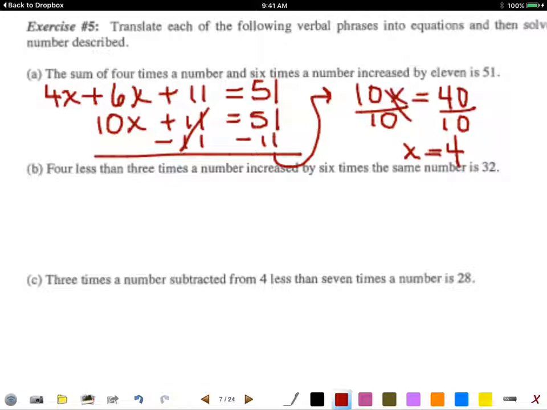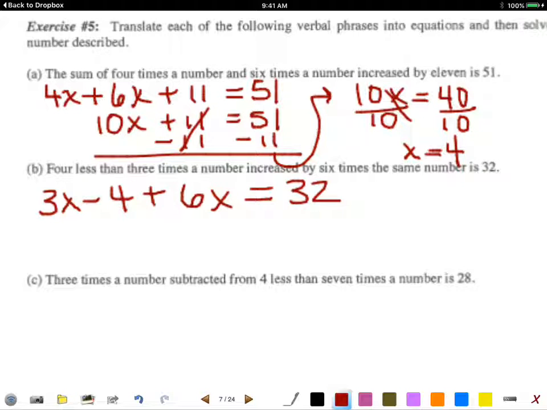All right, look at letter B. 4 less than 3 times a number increased by 6 times the same number is 32. So 3x, okay, 3x minus 4, plus. Very good. Just because the 3x and the 6x are not side by side, we can still combine them. They're on the same side of the equal sign.